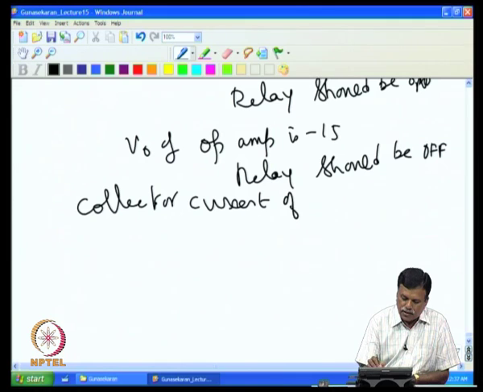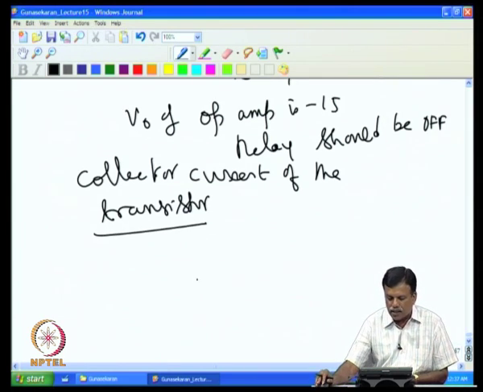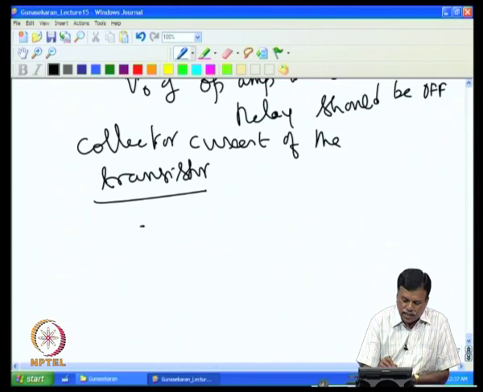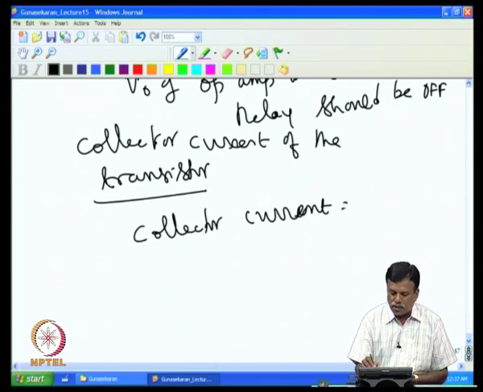Collector current of the transistor. So that is actually collector current is nothing but the load current, relay current. So collector current is nothing but a relay current.